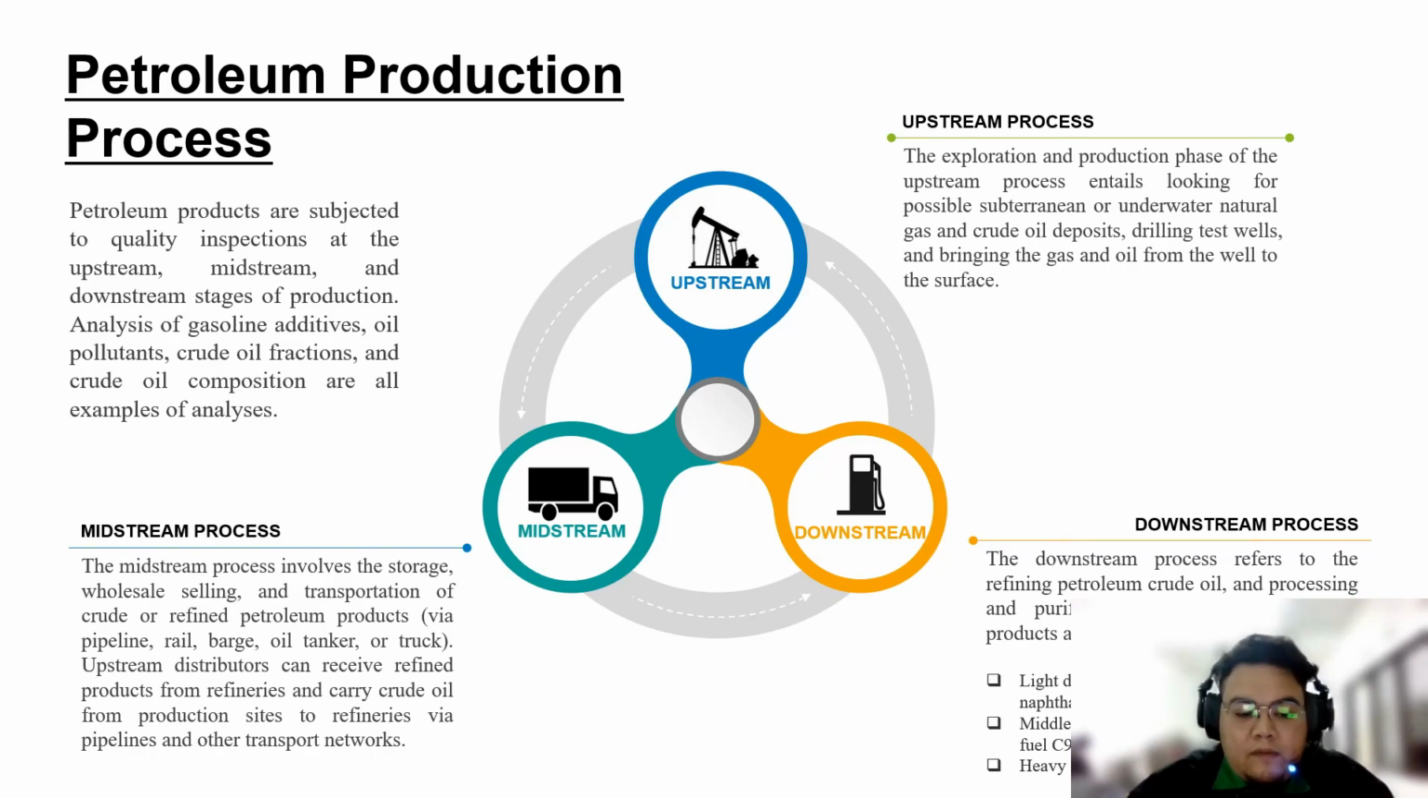The downstream process refers to refining petroleum crude oil and processing and purifying raw natural gas. These products are divided into light distillates: LPG C3 to C4, gasoline C5 to C12 and naphtha C6 to C14; middle distillates: kerosene, diesel C9 to C16, jet fuel C9 to C17; and last, heavy distillates: lubricating oil C20+.